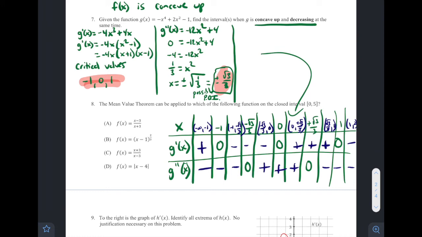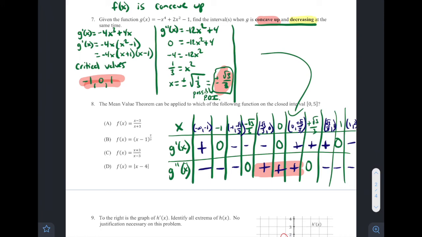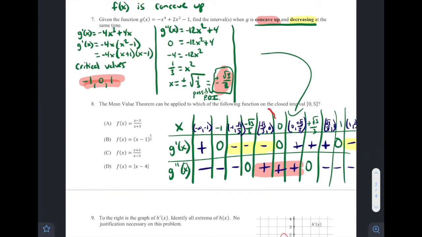But we're looking for something that's concave up. Concave up means that the second derivative needs to be positive. So I'm looking at these values here, and then we're also looking to see where this function is decreasing, so where the first derivative is negative. So it looks like there and there. The only place where both happen looks like it's right here, where we have a negative first derivative and a positive second derivative.